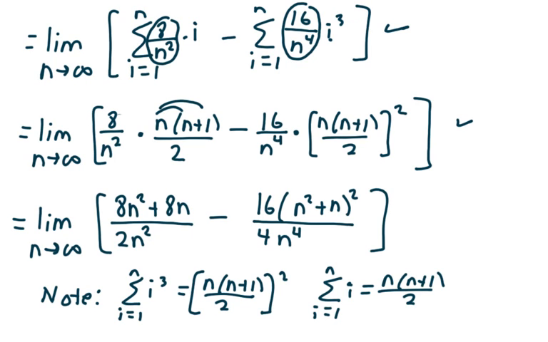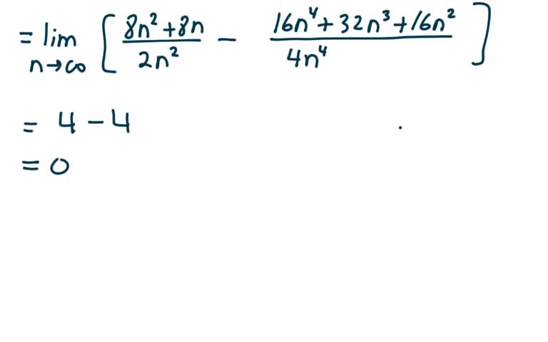So I just squared that out, and then I multiplied by 16. And that's where I'm getting that numerator from. And so over here, 16 divided by 4 is 4. And so I get 4 minus 4, and so the answer is 0. And that's how you do example 3.